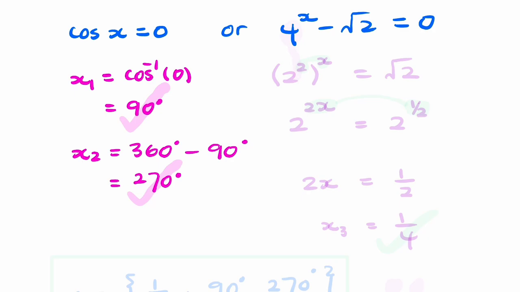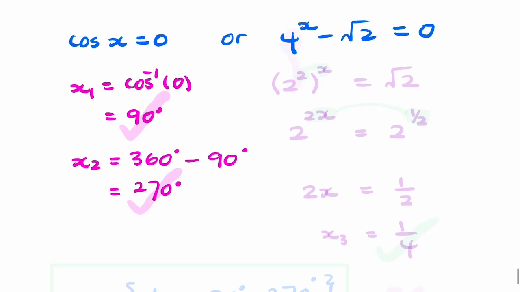Now, if we go back to our second expression here, then that looks rather difficult to answer, but actually it's not that hard. If you remember that 4 is simply 2 to the power 2, you can write that as 2 to the power 2 to the power x equals square root of 2.